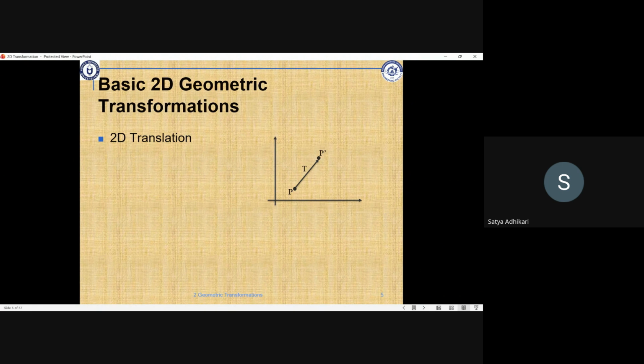Basic 2D geometric transformation, and the first and important transformation is translation.